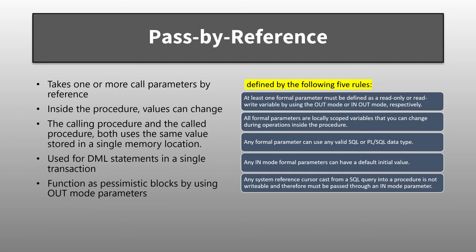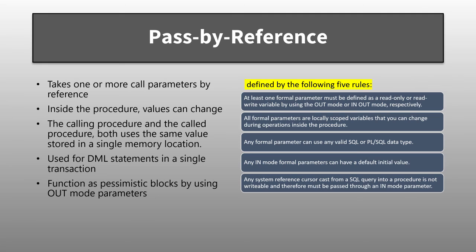Pass-by reference procedure. It's referencing one or more call parameters inside the procedure. These values can change. The calling procedure and the called procedure are using the same value stored in the same memory location, so it makes system management or resource management a benefit. You can use these for DML statements in a single transaction, and they function as pessimistic blocks by using the out mode parameters, meaning that it's managed by what it's sending back.